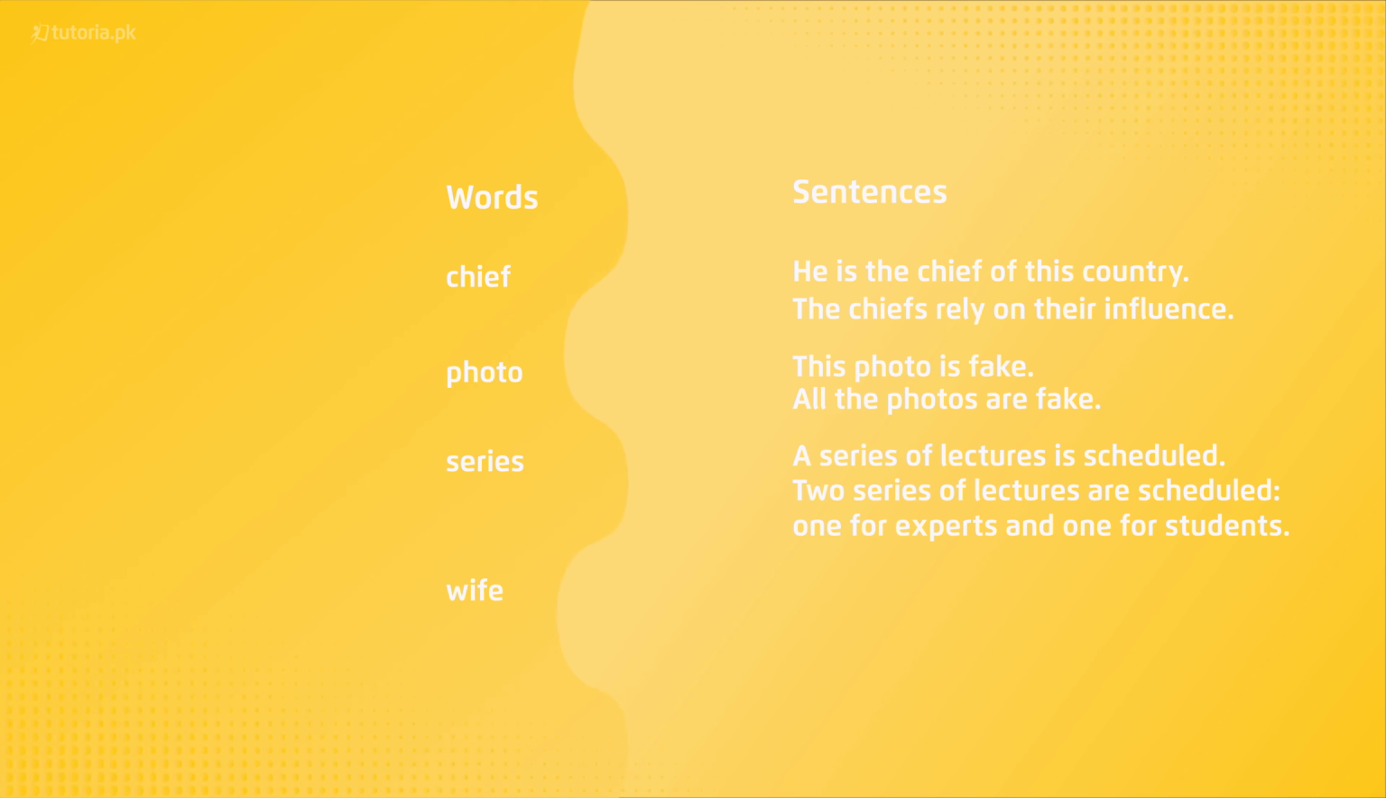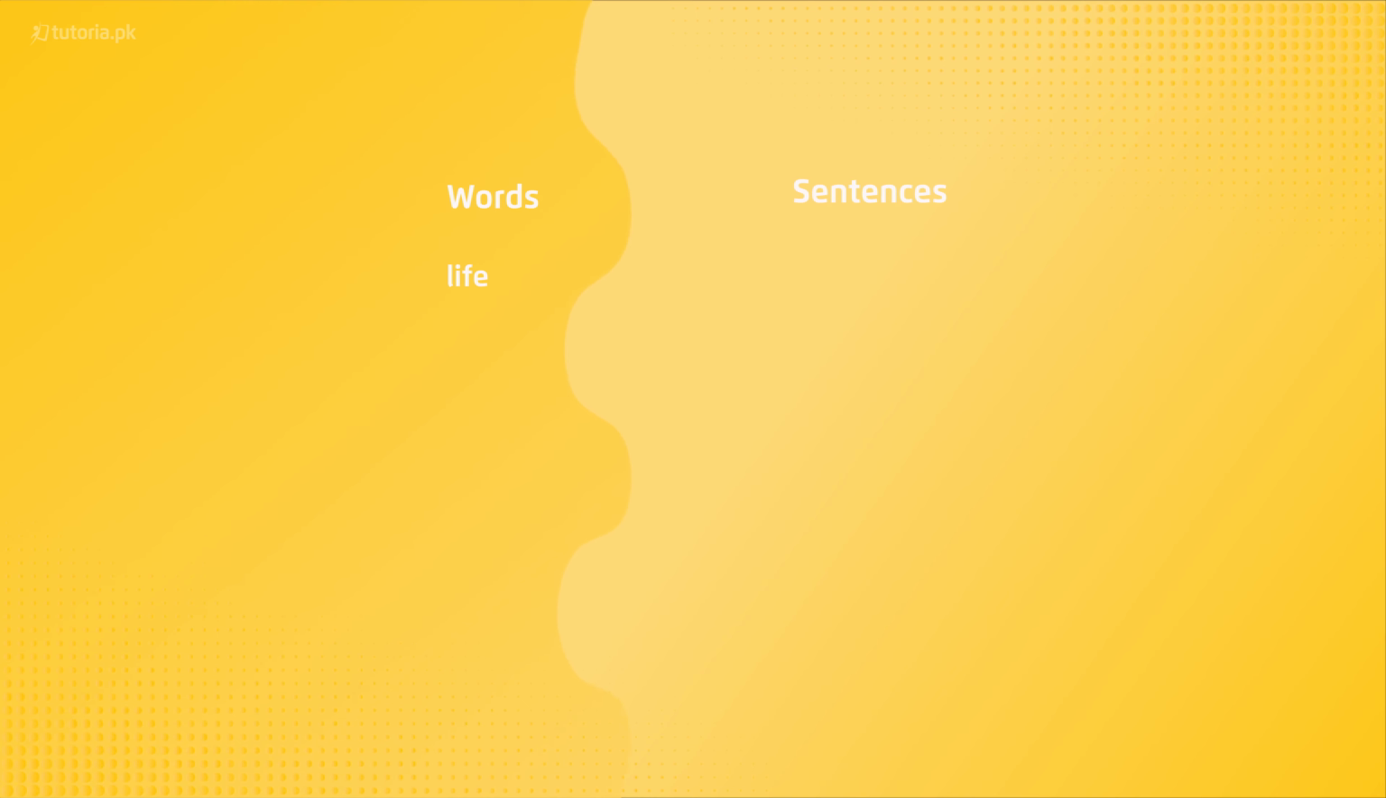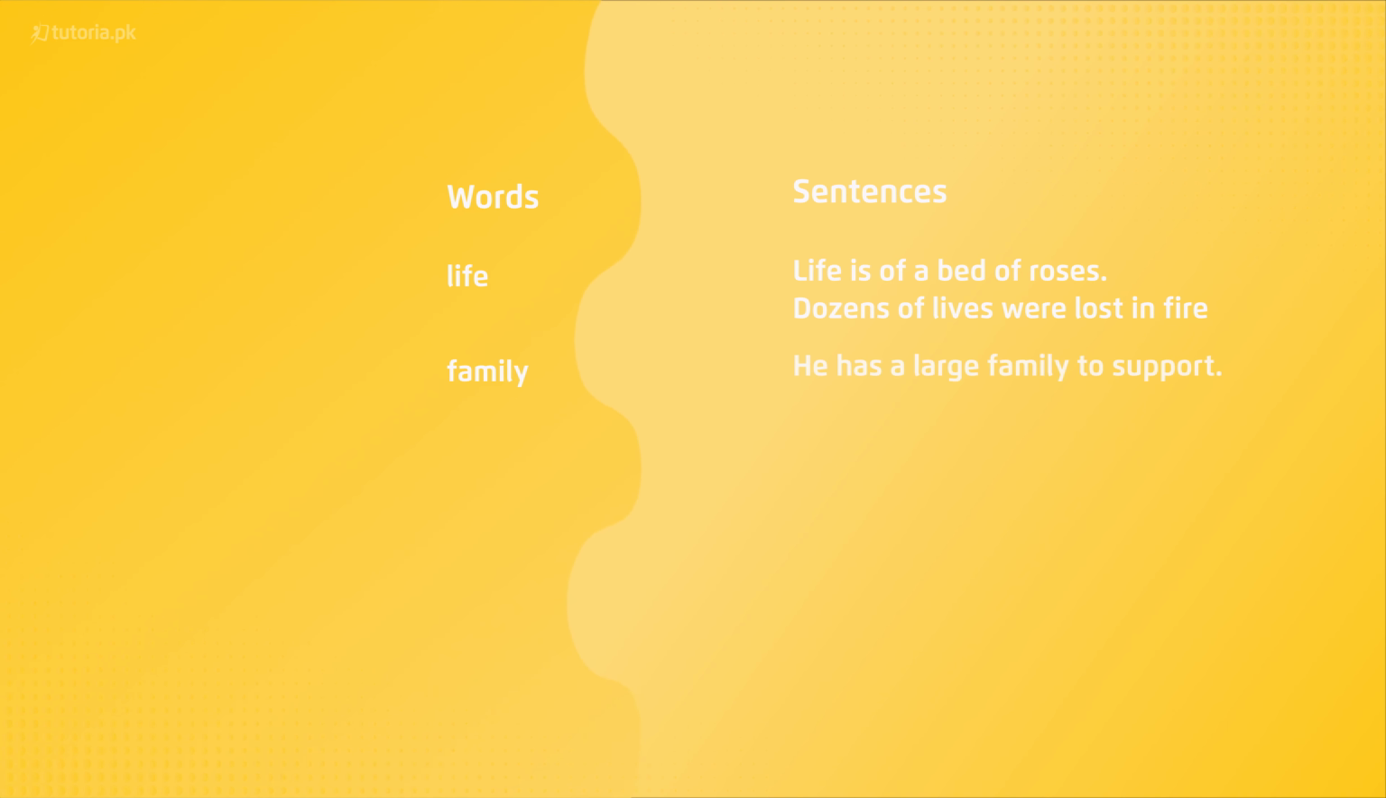Ninth is wife. He has only one wife, or he has 2 wives. 10 is brother-in-law. He has only one brother-in-law. He has 2 brothers-in-law. 11th is life. Life is not a bed of roses. Dozens of lives were lost in fire. 12th is family. He has a large family to support. Families used to be larger in the past.